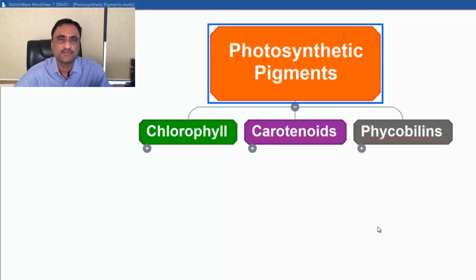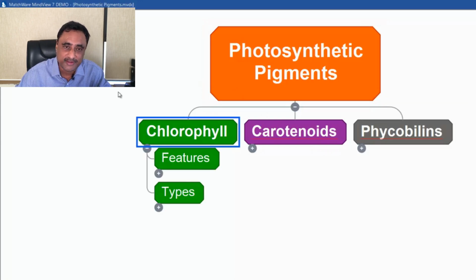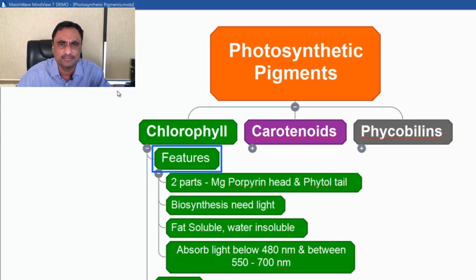Today in the session of photosynthesis, first of all we will discuss the pigments. Pigments play a very important role. If you talk about the photosynthetic pigments, we can divide them into three categories. What are they: chlorophyll, carotenoids and phycobilins.